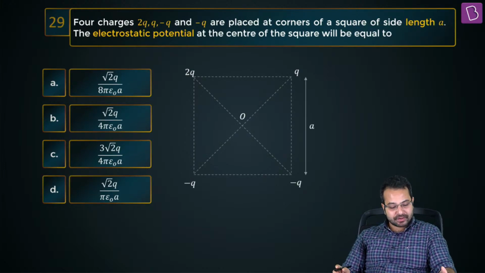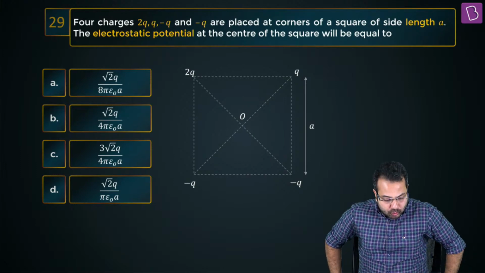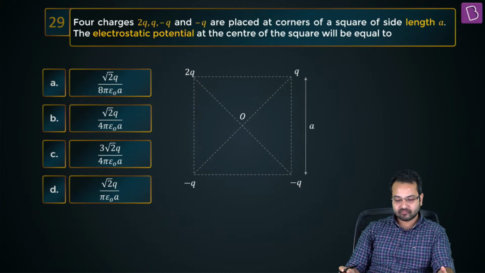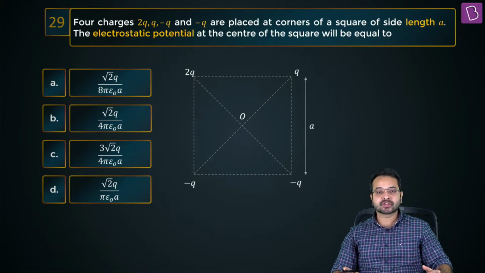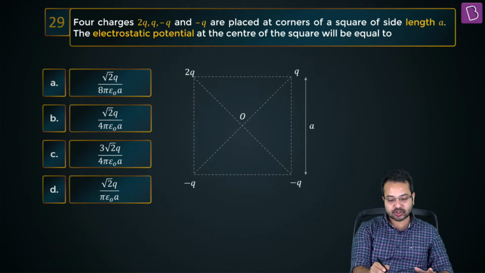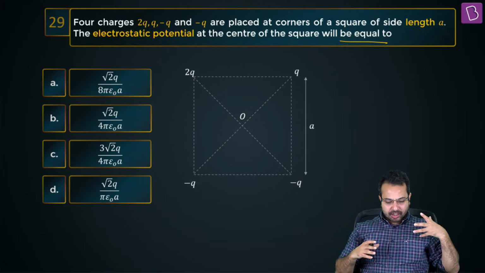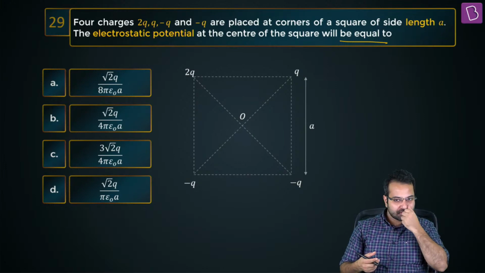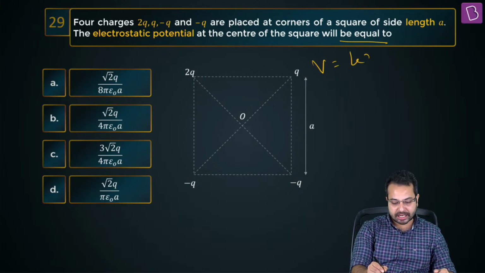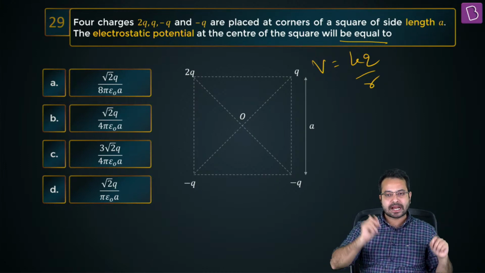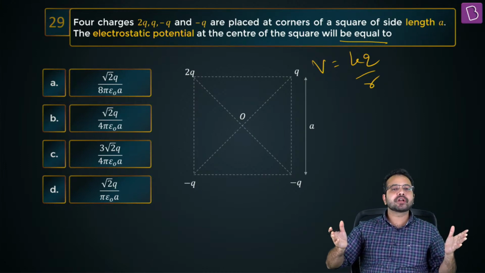What do we have next? We have four charges, 2q, q, and minus q, and are placed at the corners of a square of side length A. The electrostatic potential at the center of the square will be. Now this you can do the usual way. We know that the potential is given by kq upon r. So obviously we can find the potential due to all the charges at the center and add them up. Or you can be a little smart.